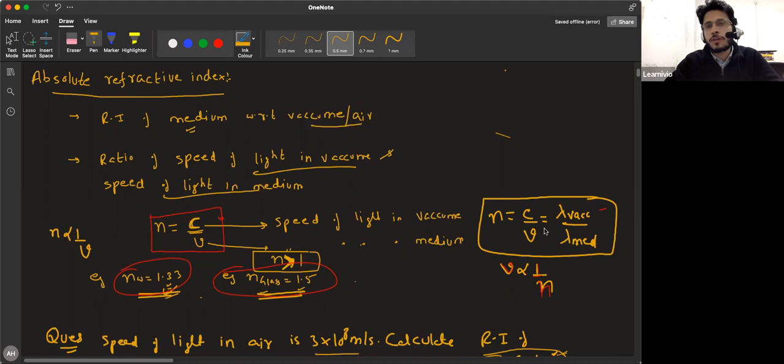Like, if you want to calculate the refractive index of glass, what will you do? You will take the speed of light in vacuum, which is 3 lakh km/s, and then you will take the speed of light in glass. If you take the ratio of those two speeds, that ratio will be equal to the refractive index. Okay, Arvind? Yes.